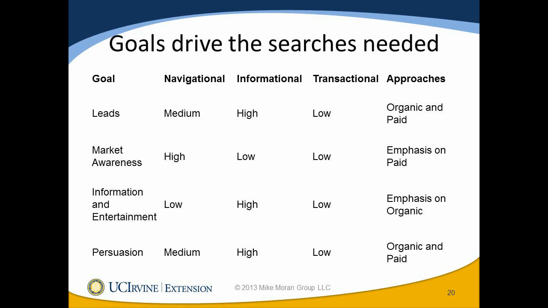And for persuasion sites, they probably can do organic and paid depending on how valuable it is to get someone to volunteer or to donate. But they also are probably looking at informational searches. There might be some organizations that have such a brand name, like the American Cancer Society, where the navigational searches are important, but transactional searches are likely to be very low. People don't show up at a search engine saying, I'd like to donate money to the American Cancer Society. If they knew that they were going to do that, they would probably go straight to the site.